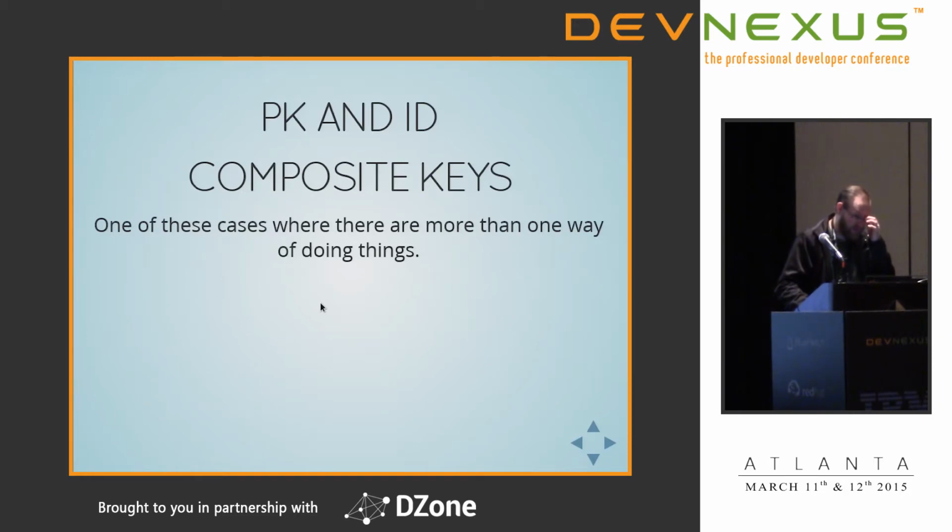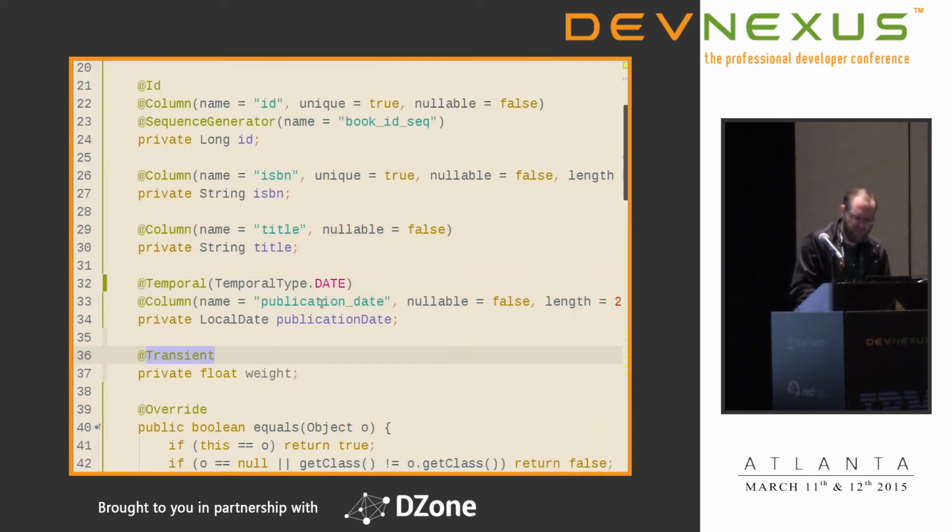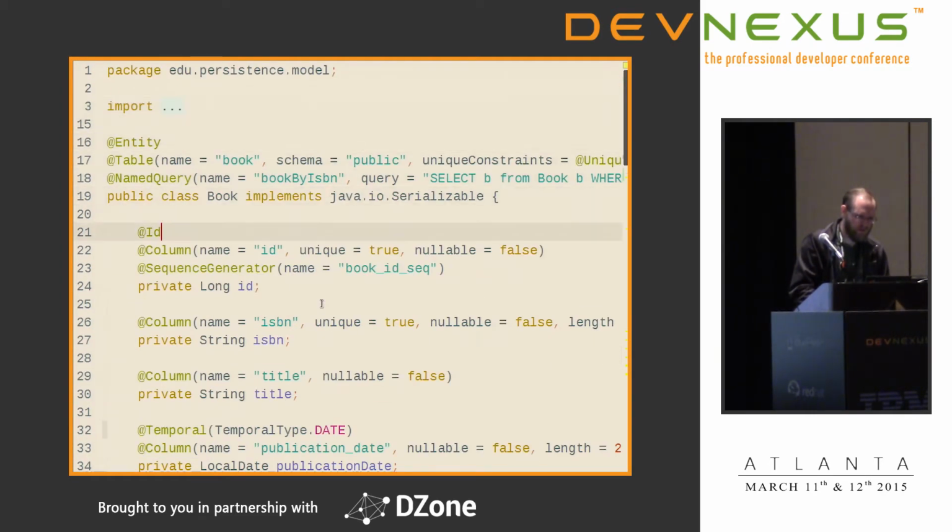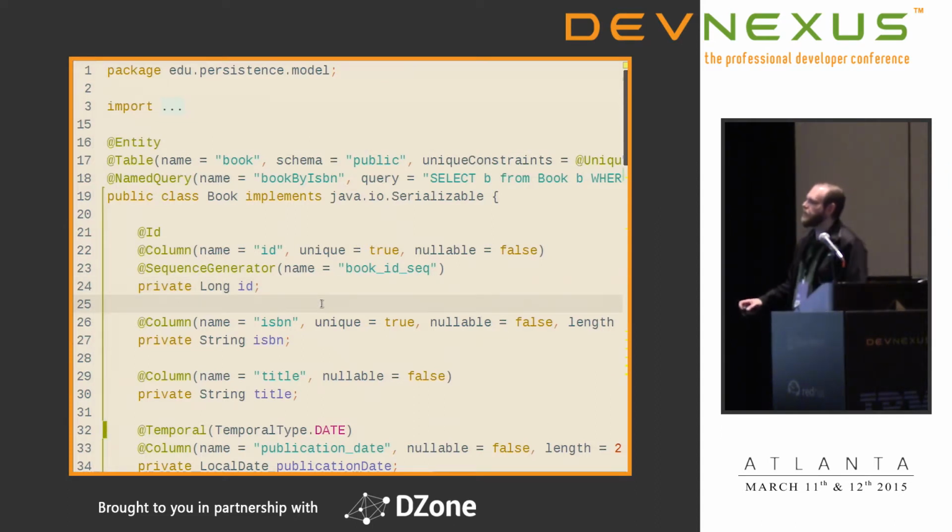Alrighty, now we get into some fun things. Primary keys and IDs, and then also composite IDs. And composite IDs are where things get really kind of funky based on how you want to do them. So back here at the book, simple keys are really very easy. So we have an ID, and you mark it with the ID annotation. And that's really all that you have to do.